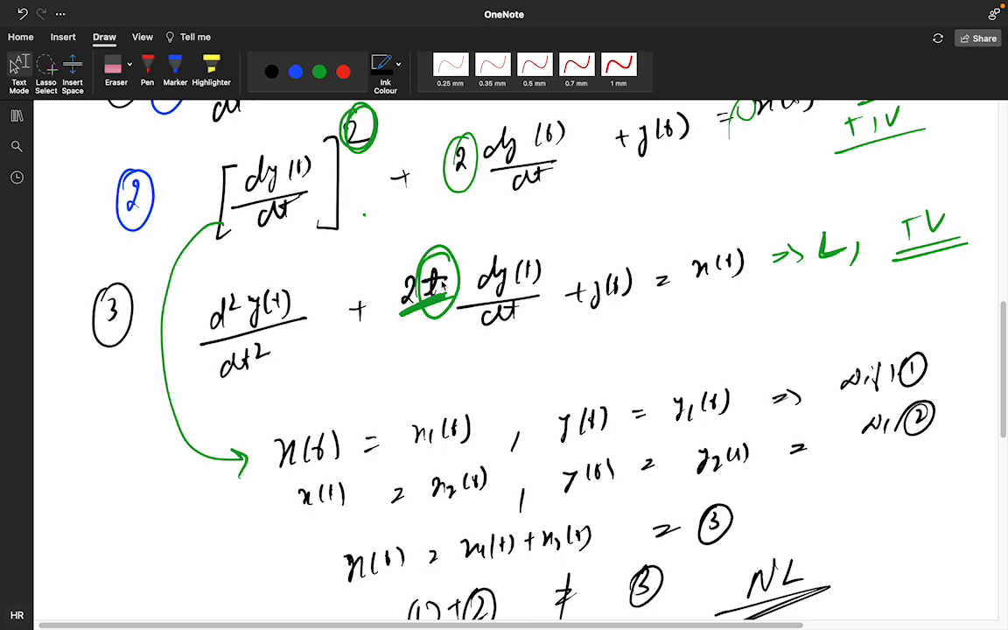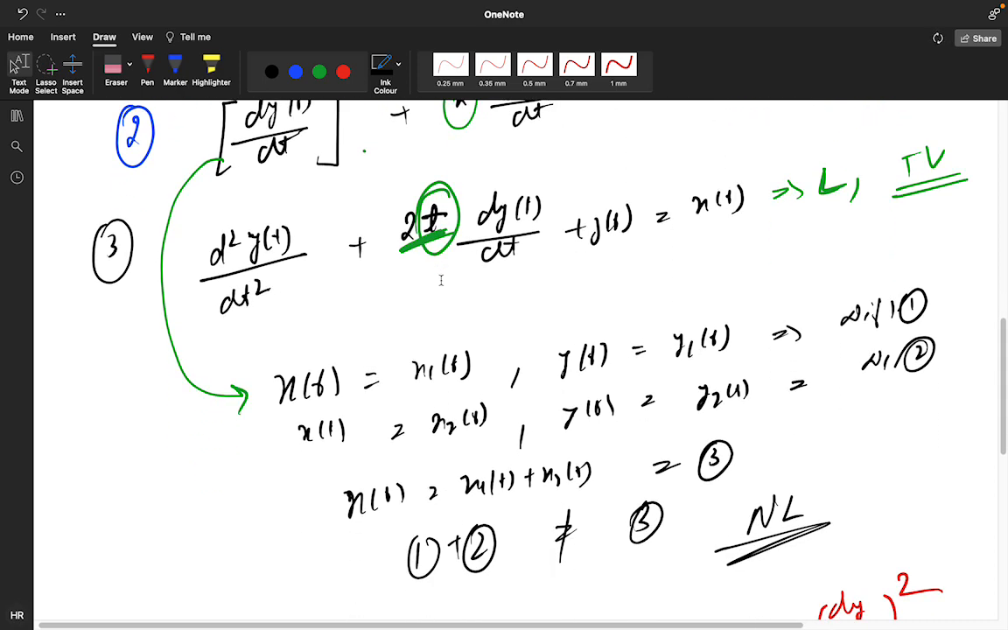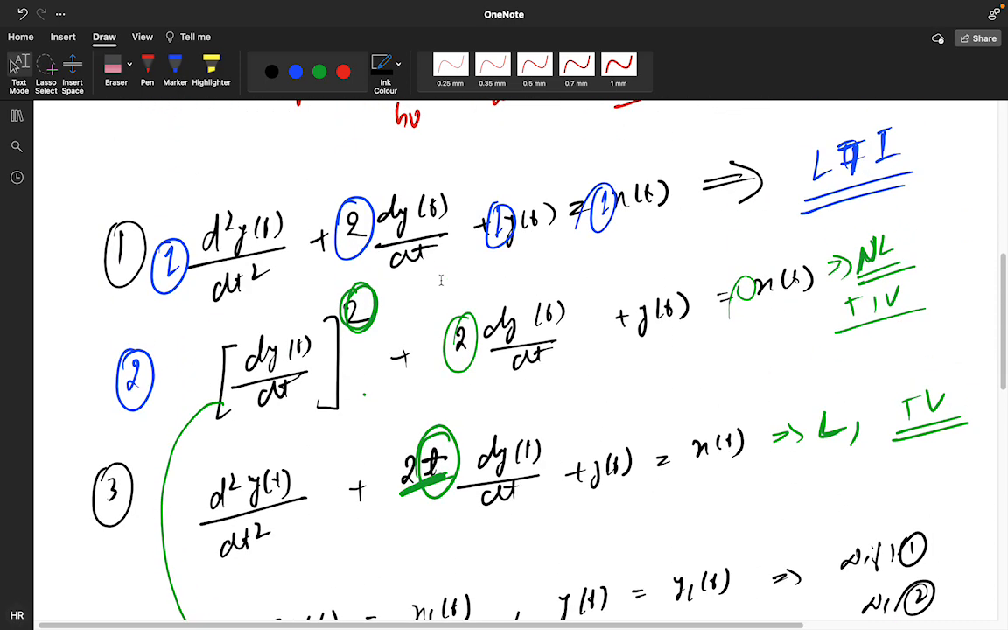Understood? Guys, is this clear? Priyanka, is this clear? Prasanna, is this clear?